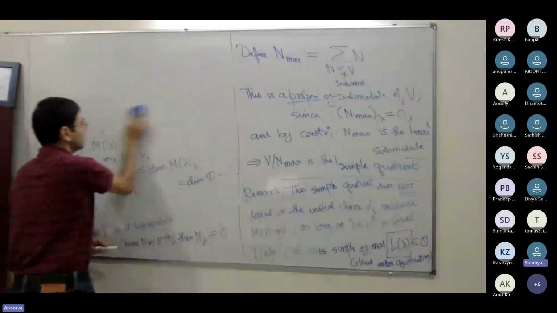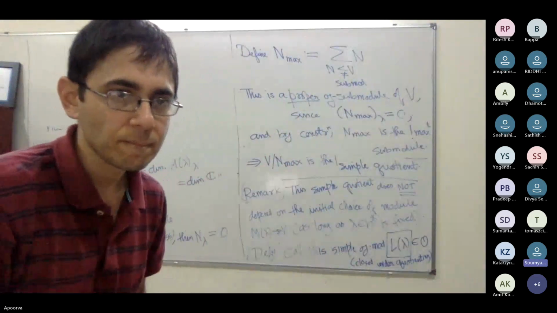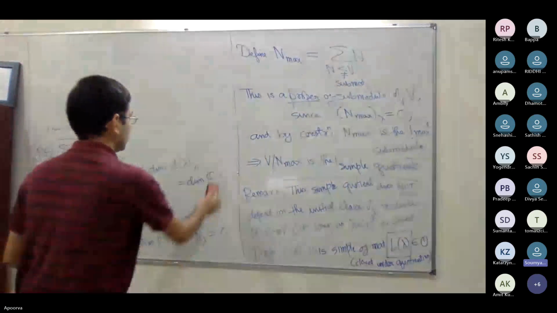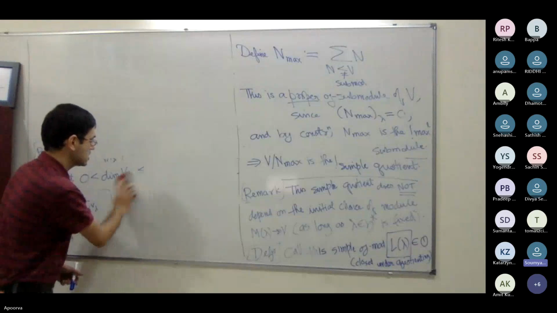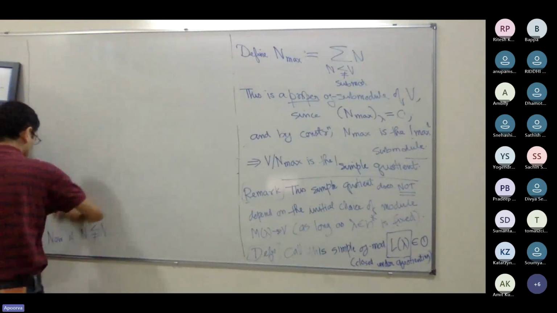Sir, excuse me. Could you please repeat why the summation of dimensions of M mu j, lambda was 0 if you could not express lambda as an element of mu j minus non-negative? I'll remind you of that.